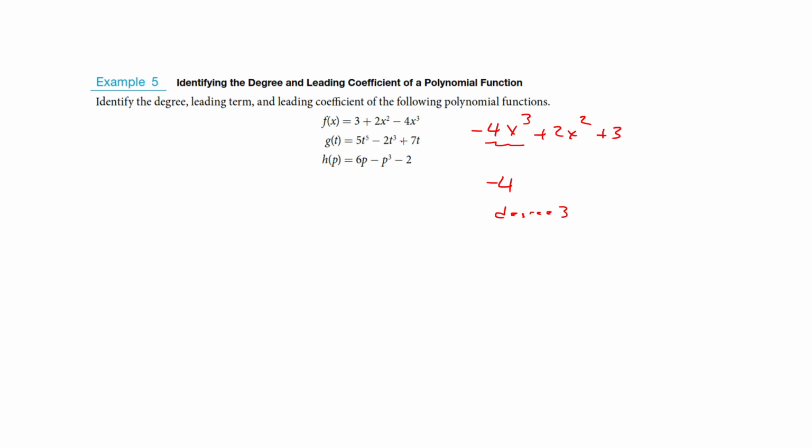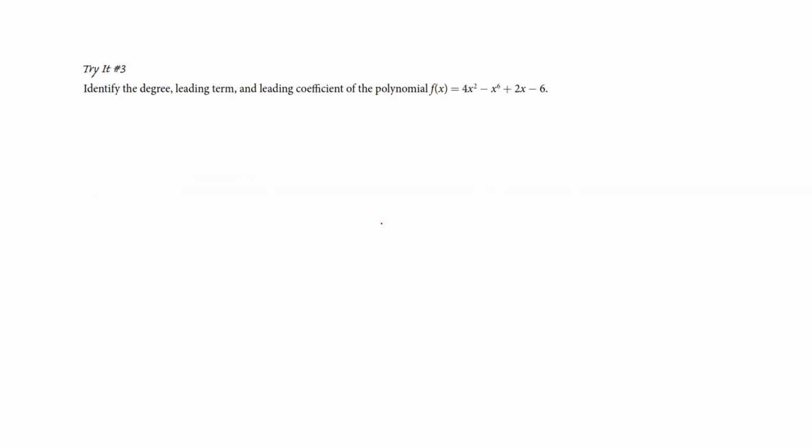Now this one's in the right order, so the leading coefficient is a 5, and the degree is a 5. This last one is out of order. So the leading coefficient is a -1, and the degree is a 3 from that exponent. Okay, so this is out of order. So I need it in the right order. So the degree here is 6. Leading coefficient is -1.